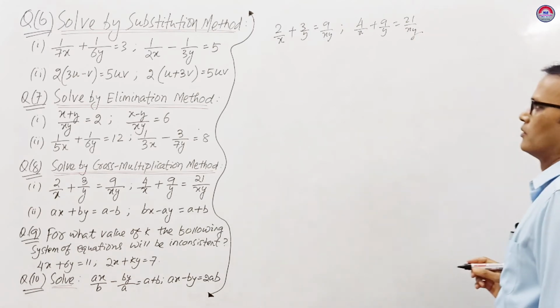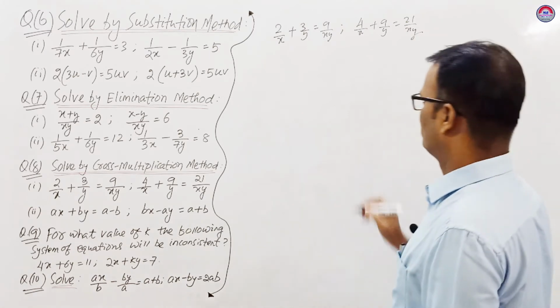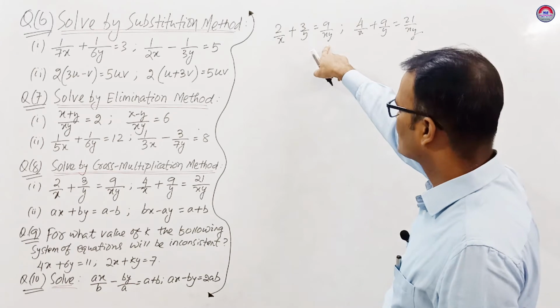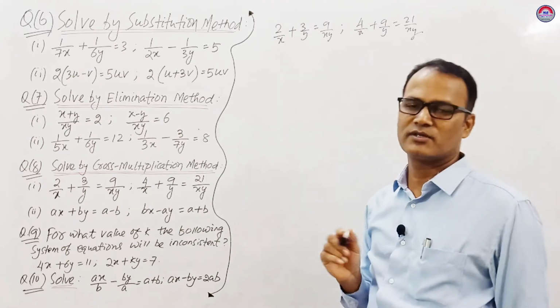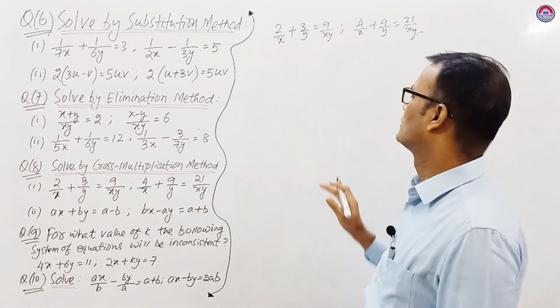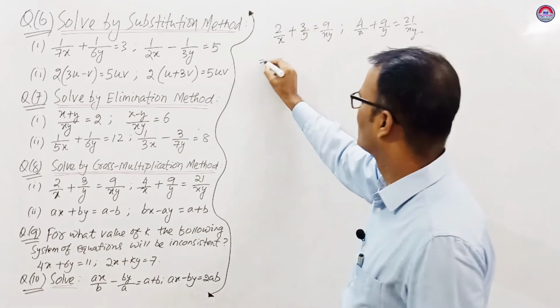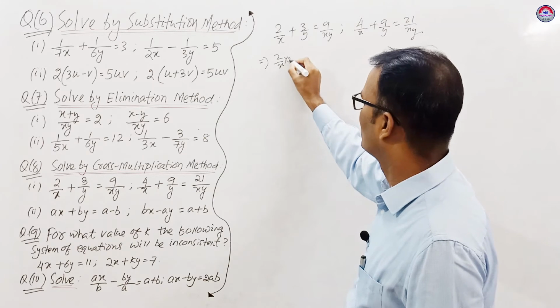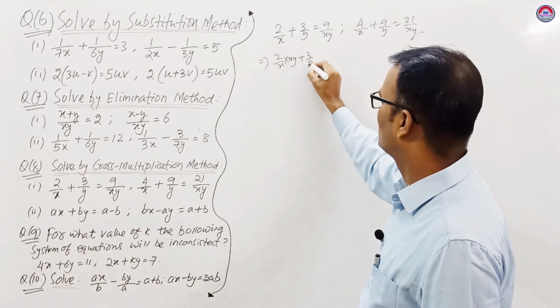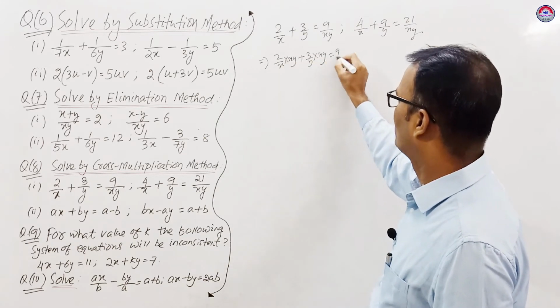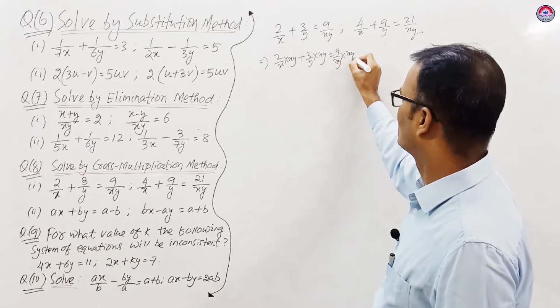You see, this is divided by xy, so it is not in the form of ax plus by plus c. Change it. If you multiply xy on both sides, left hand side and right hand side, you see 2 by x into xy plus 3 by y into xy equals 9 by xy into xy.